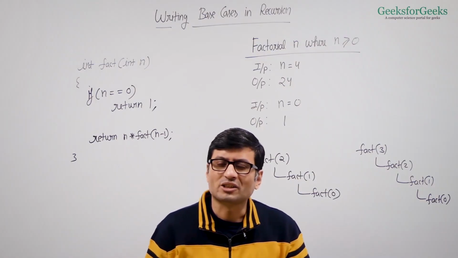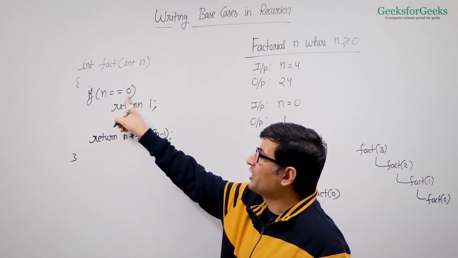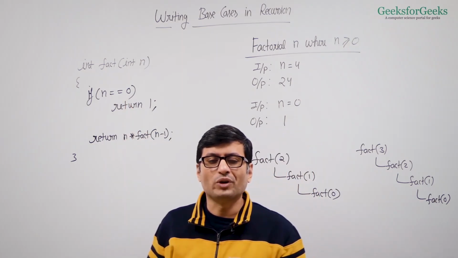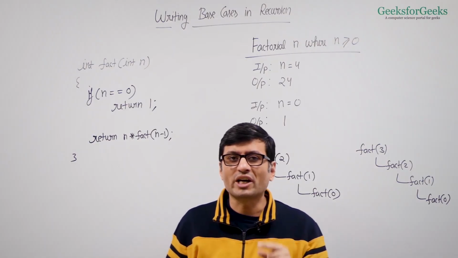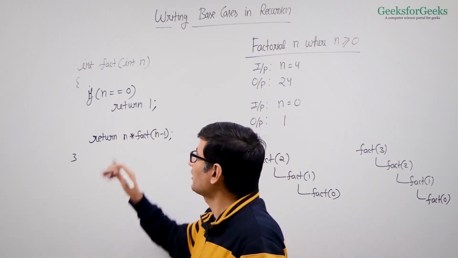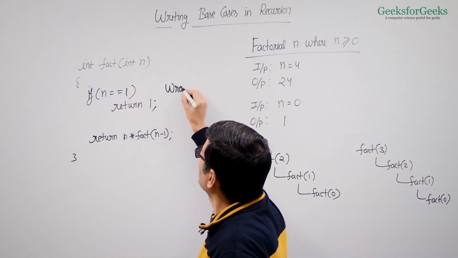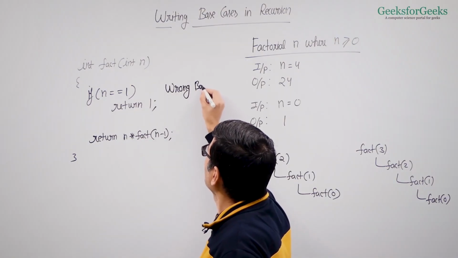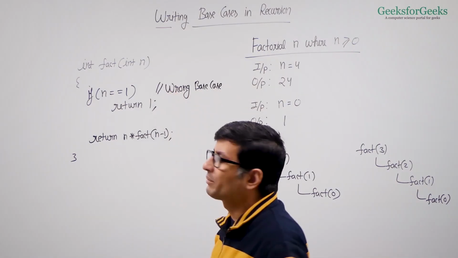Now imagine that somebody writes wrong base case here. If somebody writes n equal to 1 here, what will happen when the test case is there with n equal to 0? So if you write the base case, wrong base case here as n equal to 1, right? That's a wrong base case. And what will happen in this wrong base case?